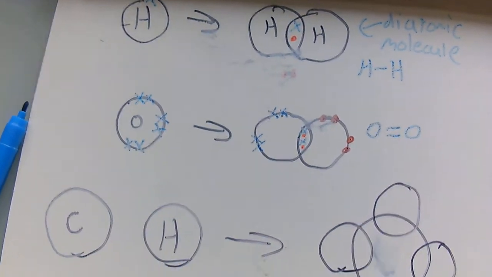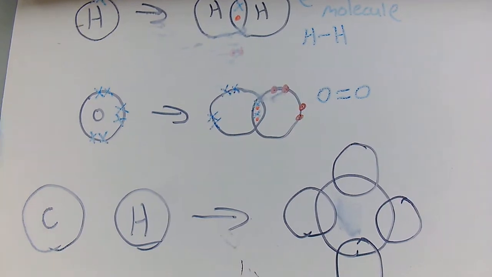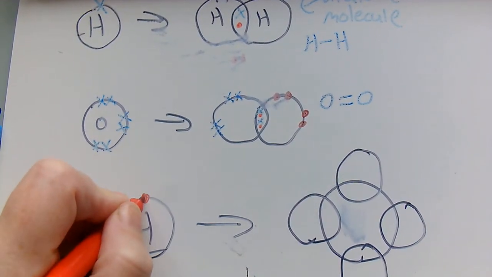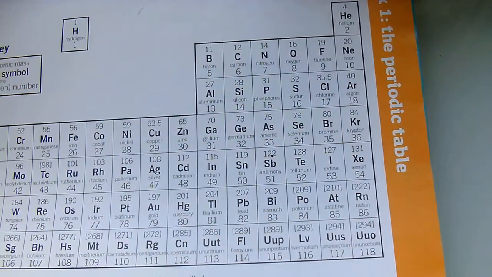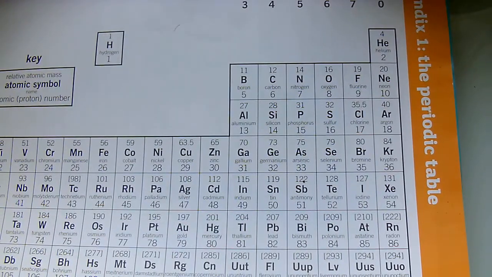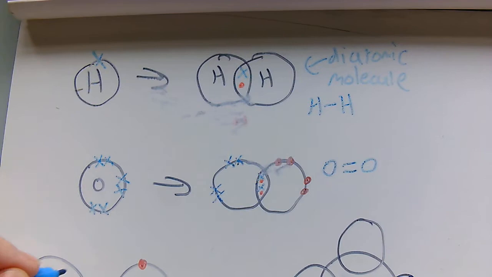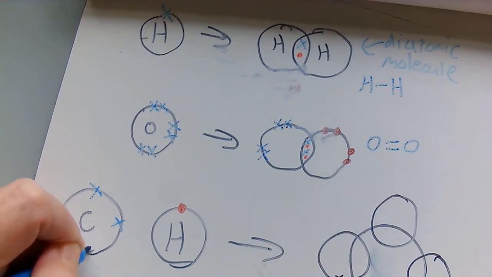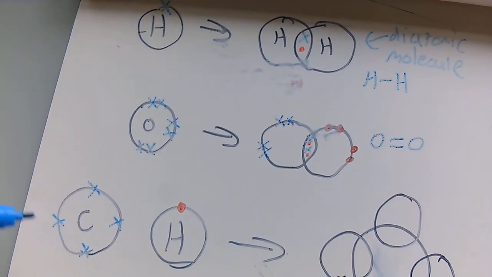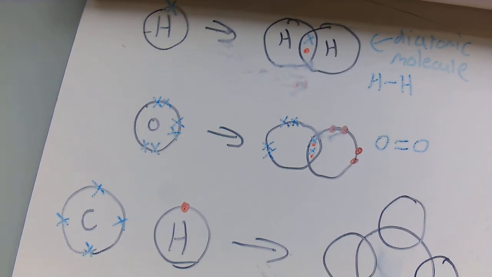I'm going to show you one more example, and this is going to be carbon and hydrogen. We already know that hydrogen has 1 electron, so I'm going to draw that in, but again I'm using my periodic table to check on carbon. So here is carbon. Going up I can see the number 4, so that means carbon has 4 electrons in the outer shell. So 1, 2, 3, 4. This shows me that carbon needs to gain an extra 4, and hydrogen will again want 1.